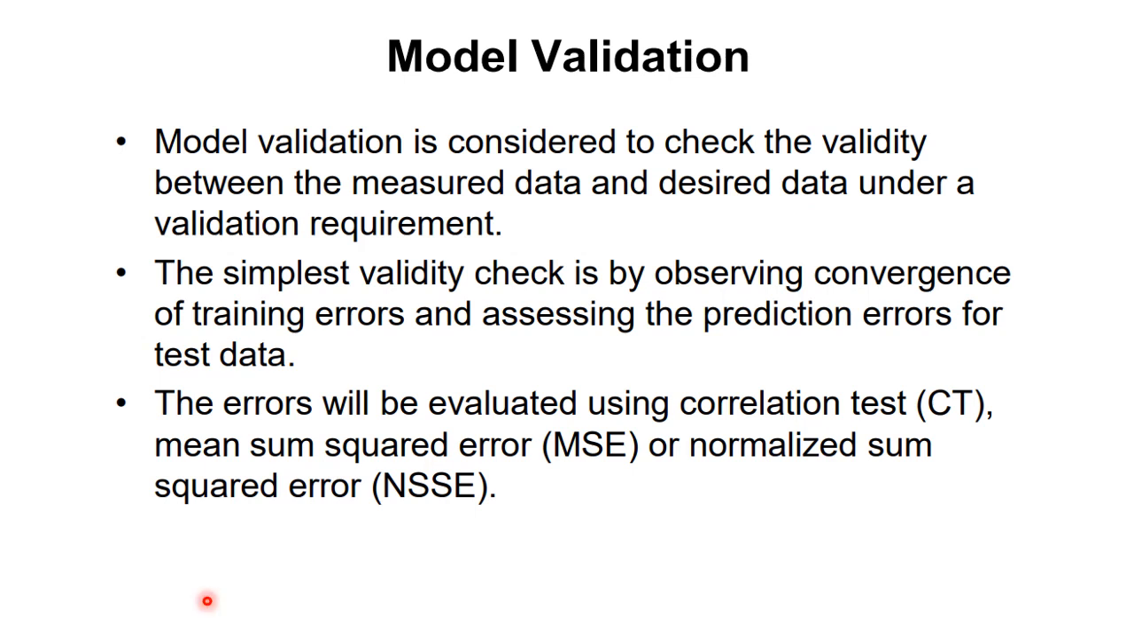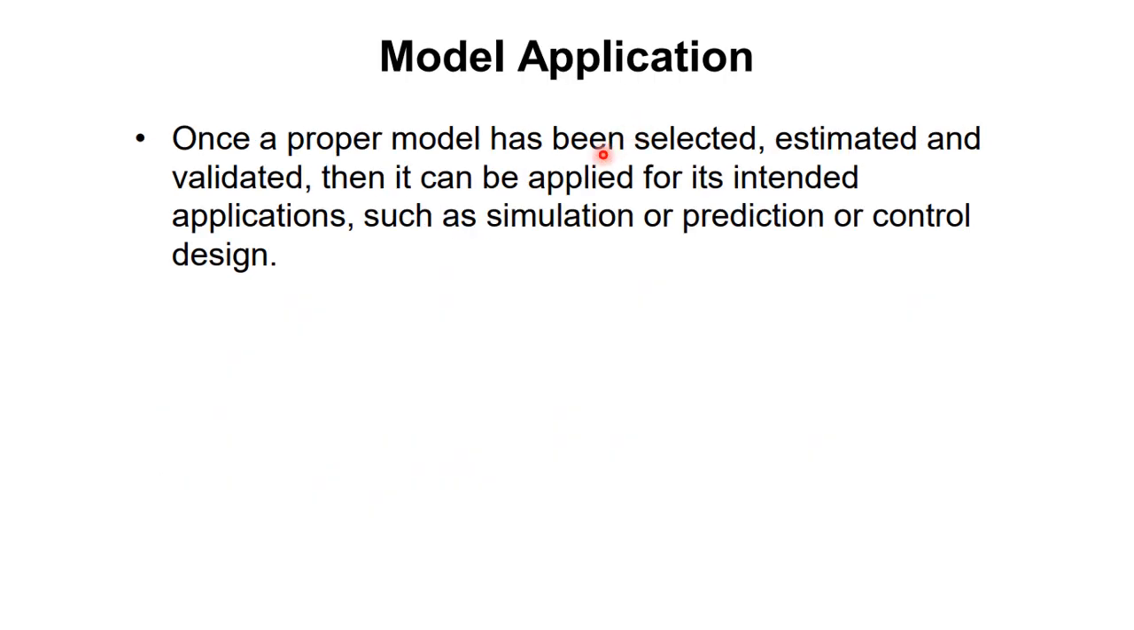Just to name a few, there are a few statistical methods such as the correlation test (CT), mean sum square error (MSE), or normalized sum square error (NSSE). So this is the statistical analysis that we are required to go through in order to validate whether the system is accurate or not. Okay. And lastly, after all the steps, is model application. So once a proper model has been selected, estimated, and validated, then it can be applied for its intended applications, either in simulation or prediction or in control design.